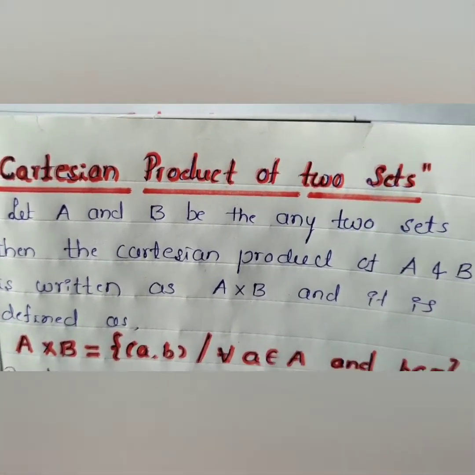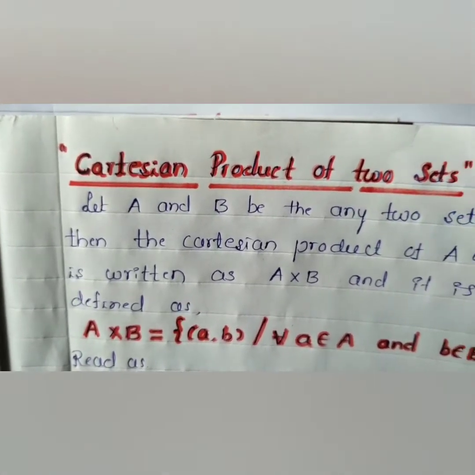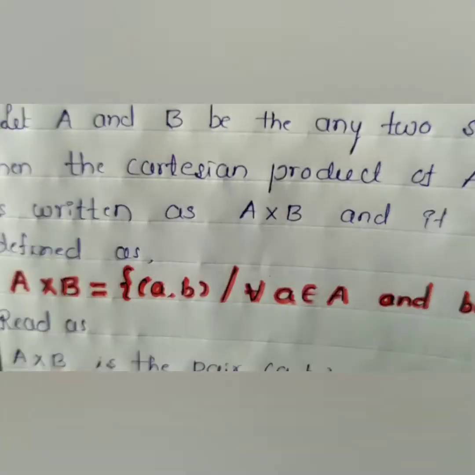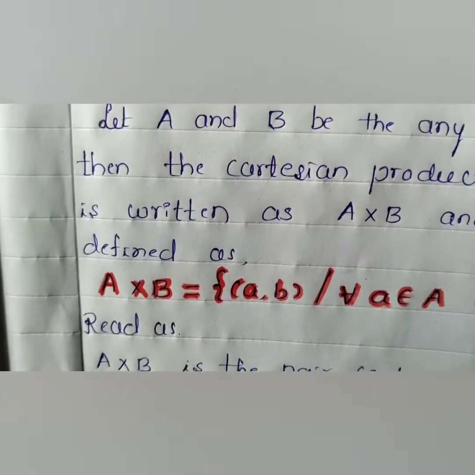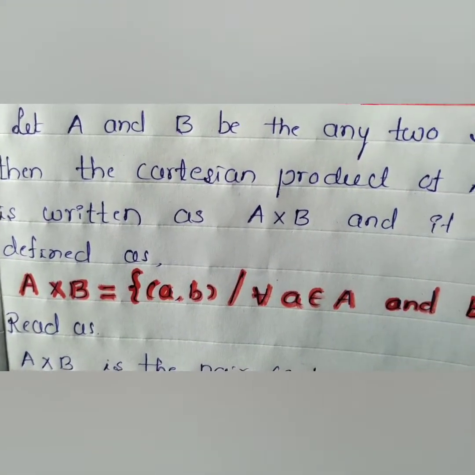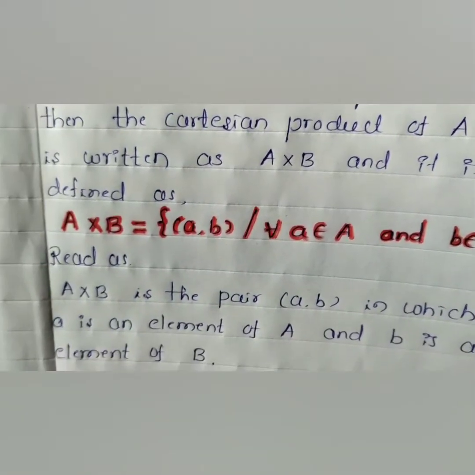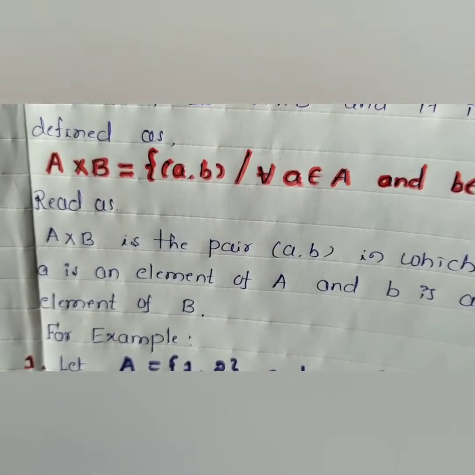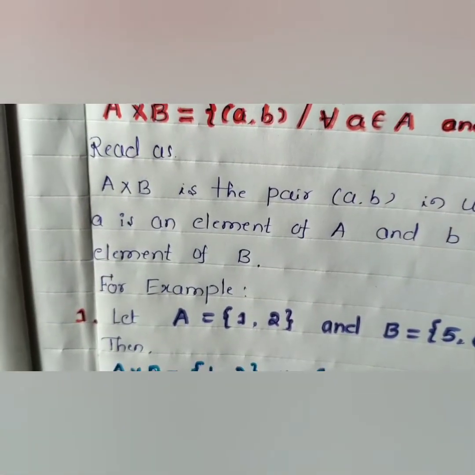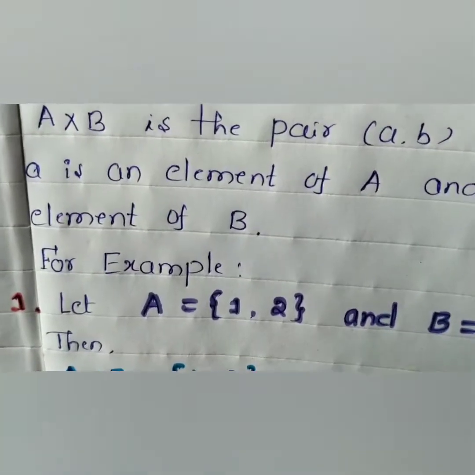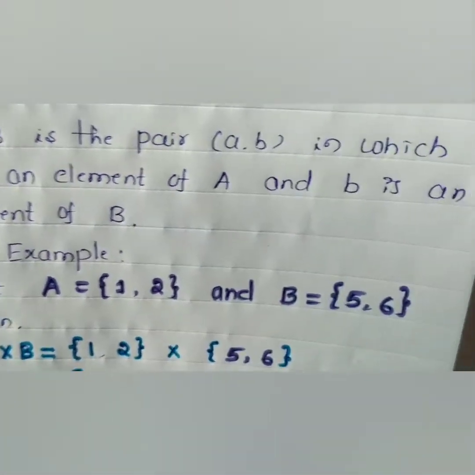Let A and B be any two sets, then the Cartesian product of A and B is written as A cross B, and it is defined as follows. A cross B is equal to the set of pairs (a, b), for every a an element of A and b an element of B. How to read this? A cross B is the pair (a, b) in which a is an element of capital A and b is an element of capital B.